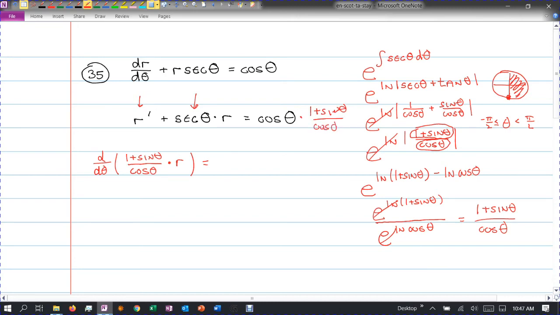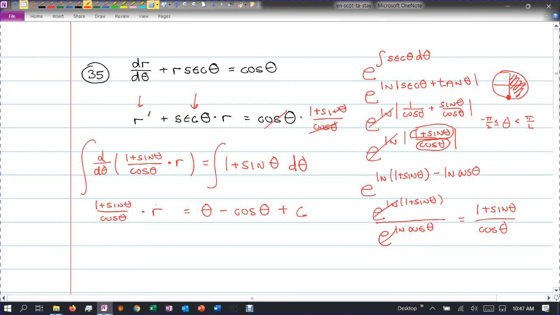And that's nice because these cosines cancel. So we just get 1 plus sine theta. We're now going to integrate with respect to theta. And that should give us a really nice answer here. Antiderivative of 1 with respect to theta is just theta. And then minus cosine theta plus some constant. And yeah, left-hand side is just our integrating factor times r. And now we can solve for r.